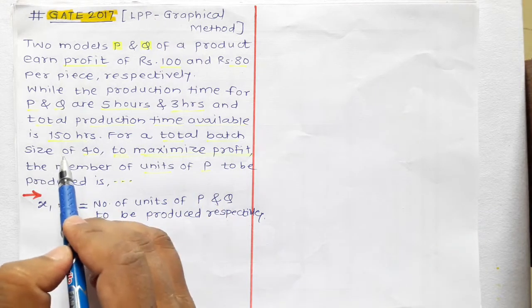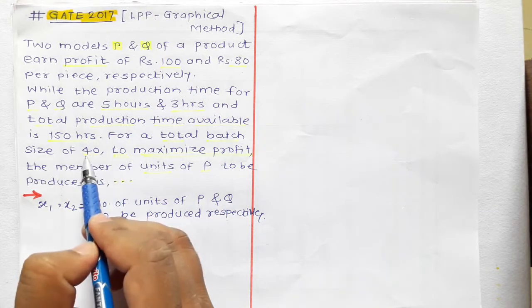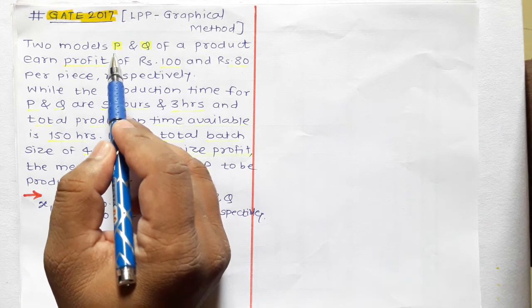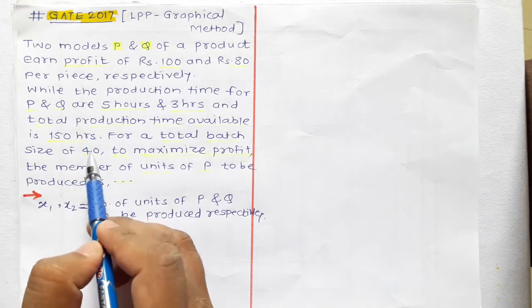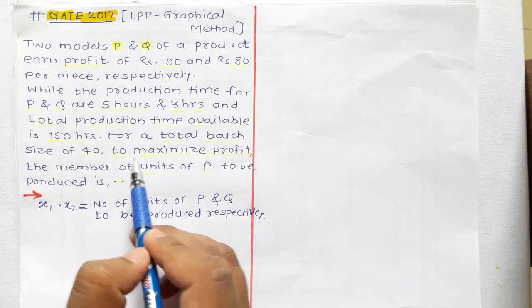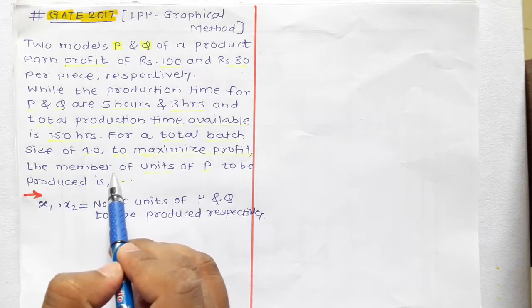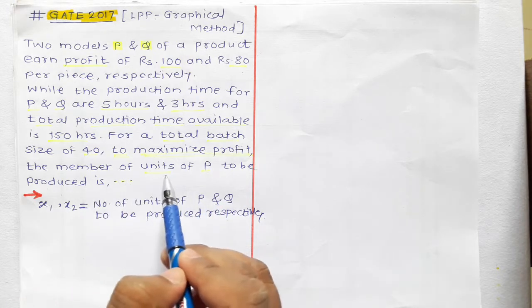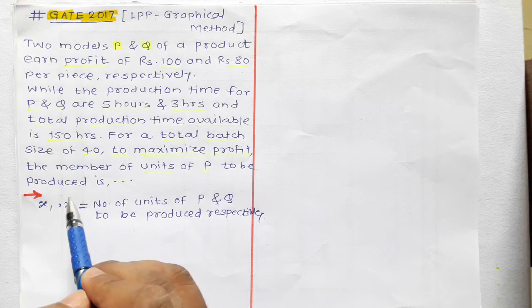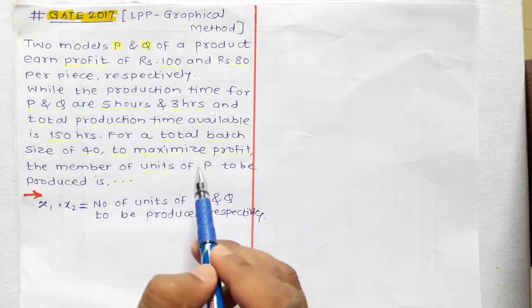For a batch size of 40, that means the addition of total units of P and total units of Q is equal to 40. Then to maximize the profit, the number of units of P to be produced is. So we have to determine the units of P to be produced so that the profit is maximum.